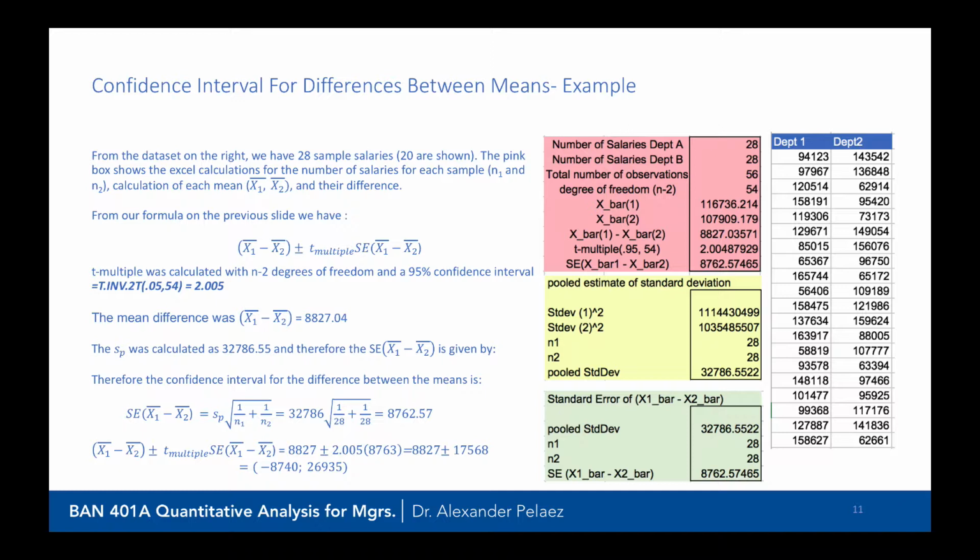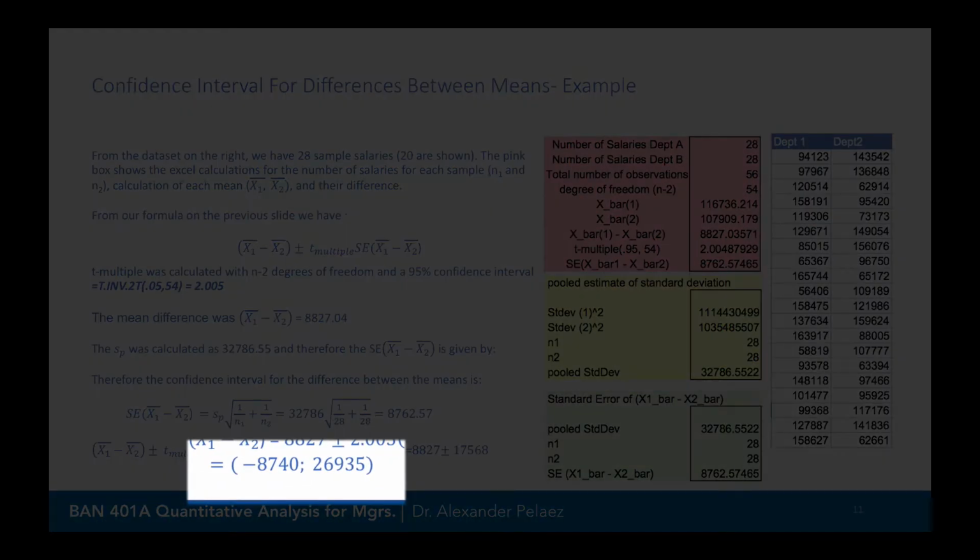Therefore, our confidence interval between the means is 8827 plus or minus 2.005, which was calculated as the t multiple, times 8763, which we rounded, which equals 8827 plus or minus 17,568. So our confidence interval for the difference between the means is negative 8740 and 26,395.